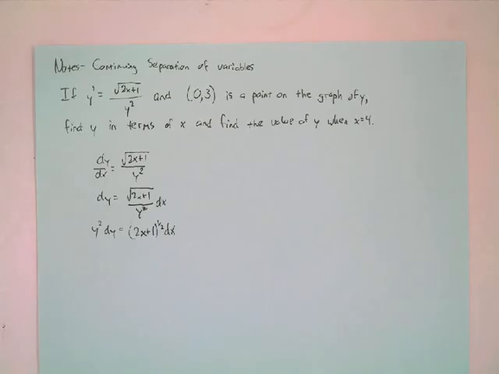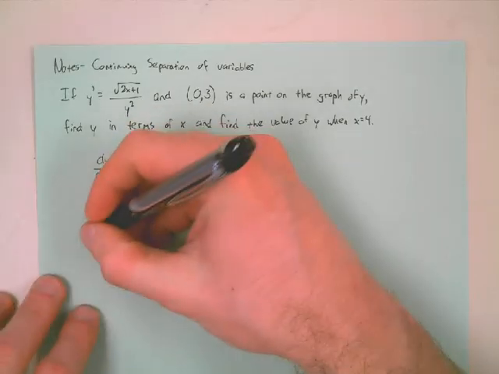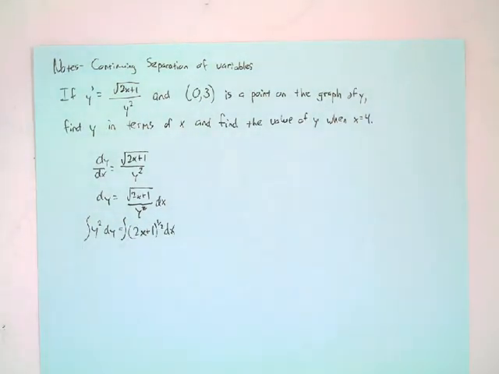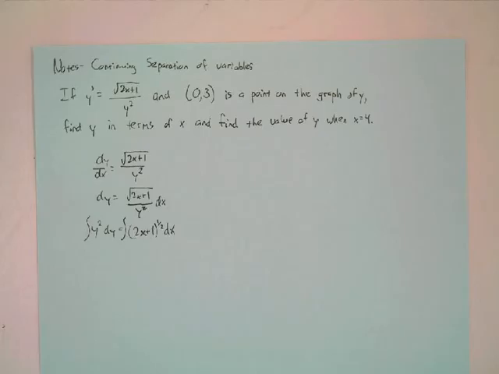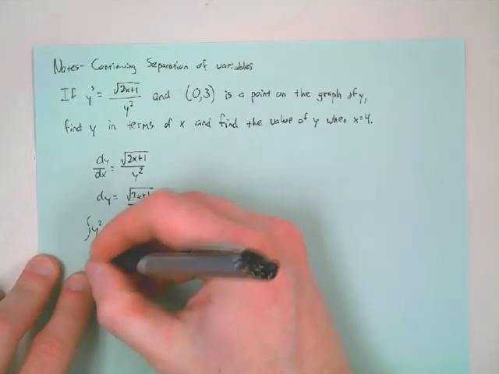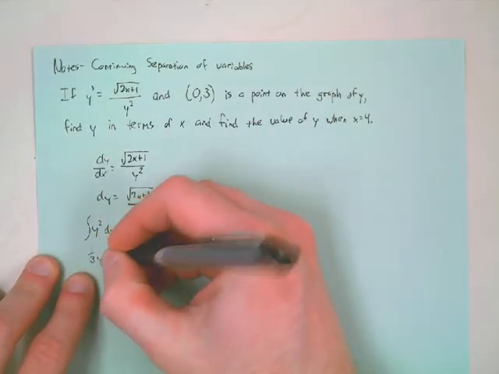Now what? We're going to integrate. And please do draw in this integral symbol. Don't leave that out. That's important. It's necessary to show your work. All right, integral of y squared with respect to y. It's easy: 1/3 y cubed plus c.